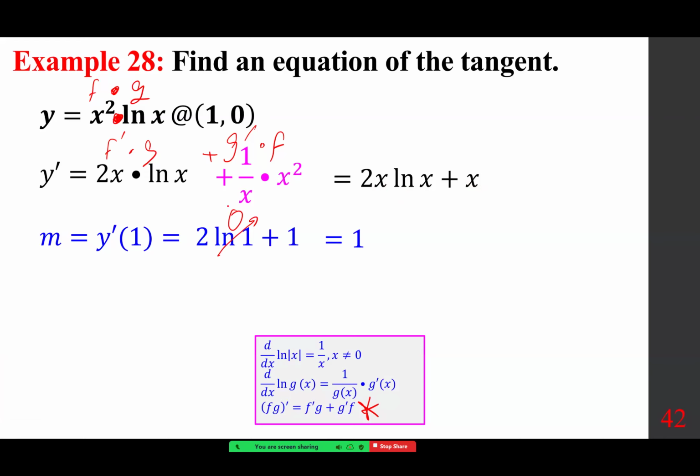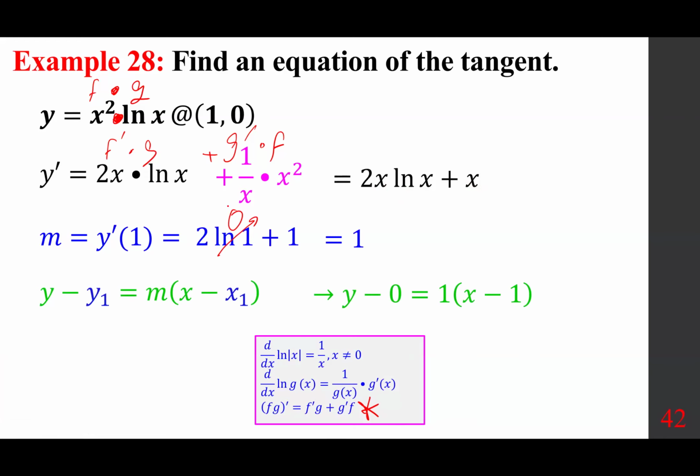y minus y1, that means y minus 0 equals m times x minus x1, that means 1 times x minus 1. So simply y is x minus 1. By the way, this is an x-intercept. If it were a y-intercept, 0 something, we could have used y equals mx plus b, but it's not, okay?